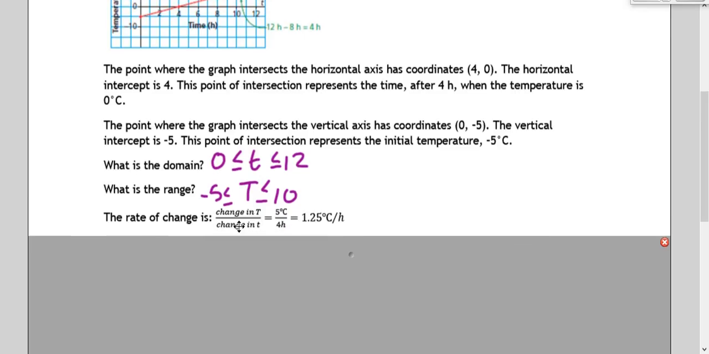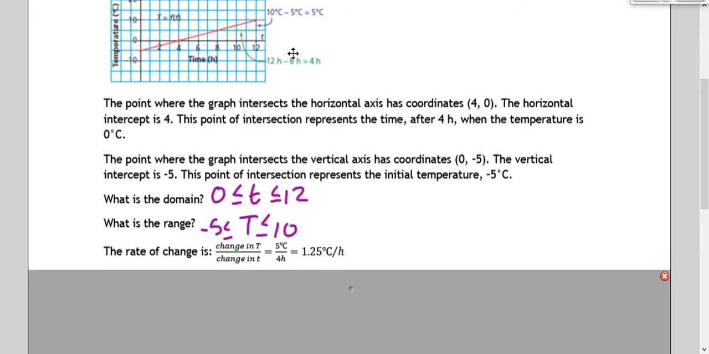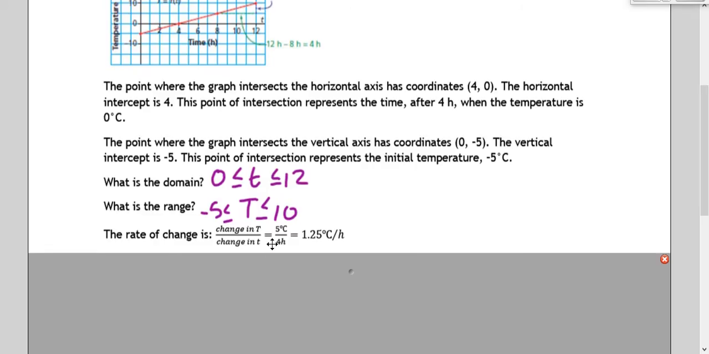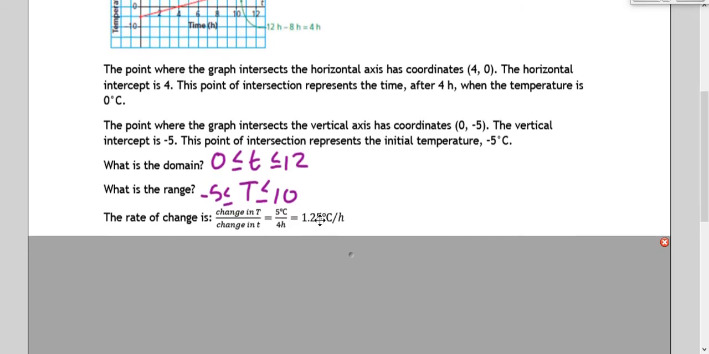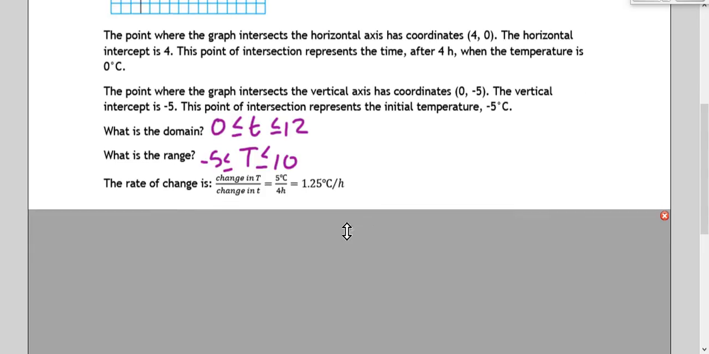Our rate of change is the change in the dependent over the change in the independent. So 5 degrees Celsius total, so 10 minus, and then the change. It goes a change of 5 degrees, and the change of t is 4 hours, and we simplify that to 1.25 degrees Celsius per hour.